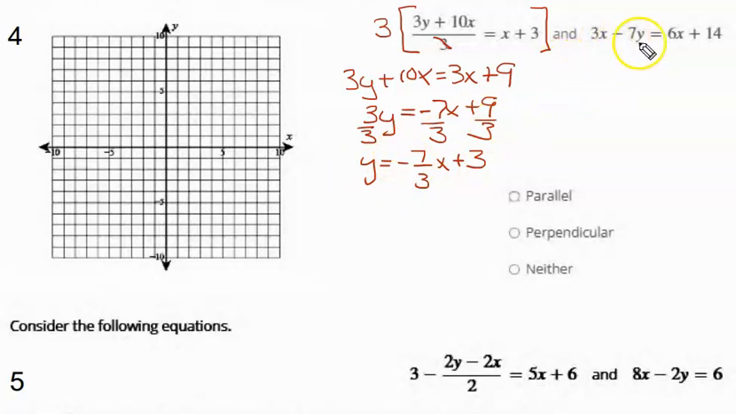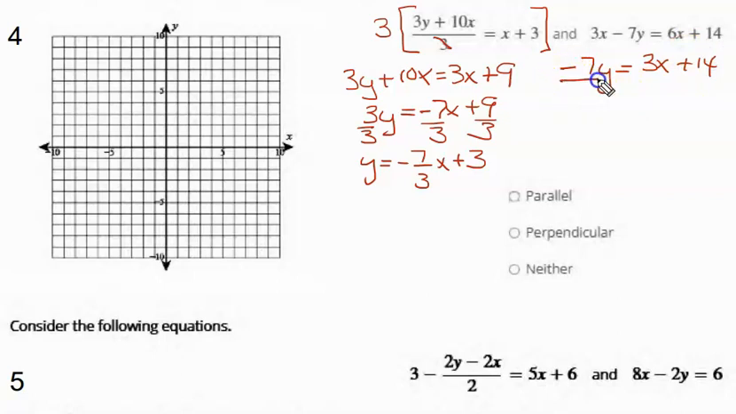All right, so I'll start simplifying this one. This is going to be a negative 7y. Going to bring this 3x over to this side, it becomes a negative 3x. So this becomes 3x then, and plus 14.